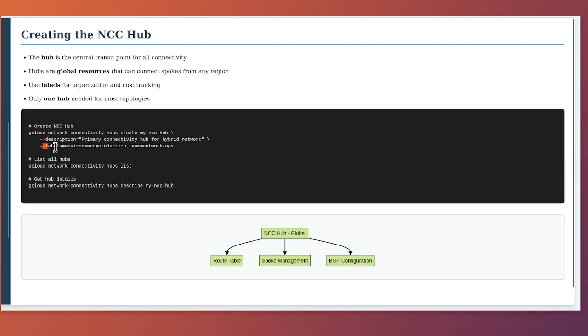The labels flag enables you to attach key-value pair labels to the hub resource. Labels are useful for organizing resources, tracking costs, and applying policies.